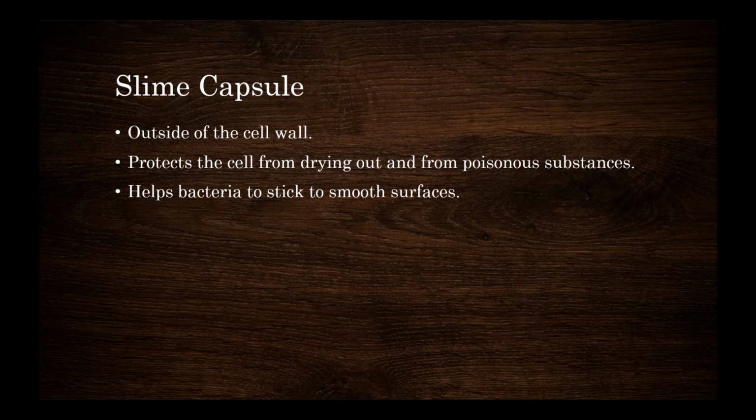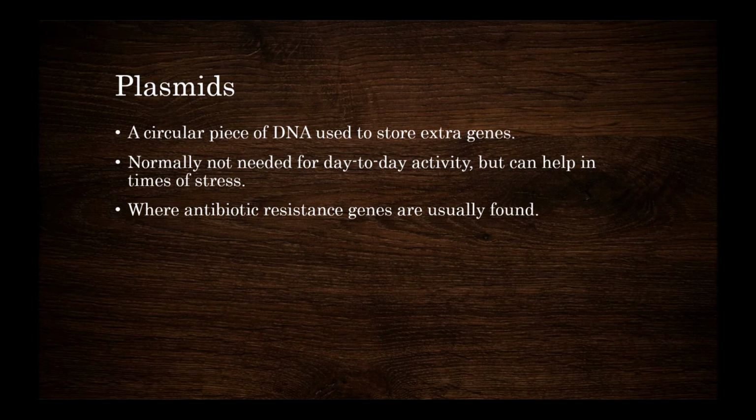The slime capsule is outside of the cell wall. It protects the cell from drying out and from poisonous substances. It helps the bacteria to stick to smooth surfaces. And finally, the plasmids are circular pieces of DNA which are used to store extra genes. And these genes are normally not needed for day-to-day activity, but they can help in times of stress. So, for example, it's where antibiotic-resistant genes are usually found.